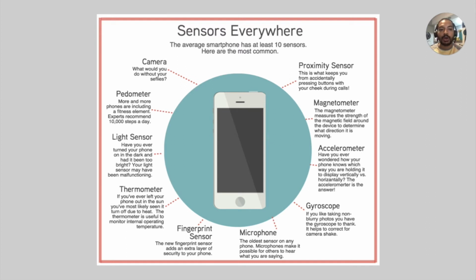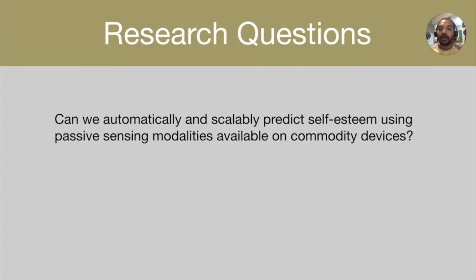Hence, based on the promise of passive sensing, in this project we investigated this question. Can we automatically and scalably predict self-esteem using passive sensing modalities available on commodity devices?